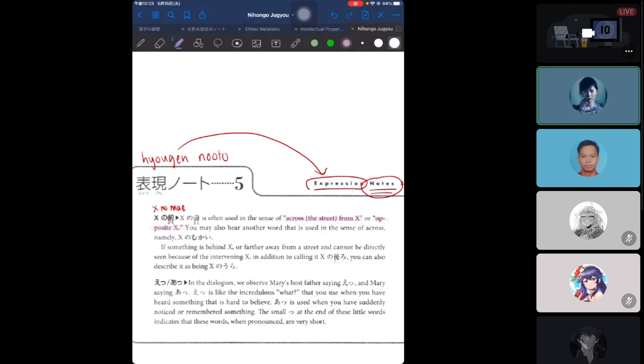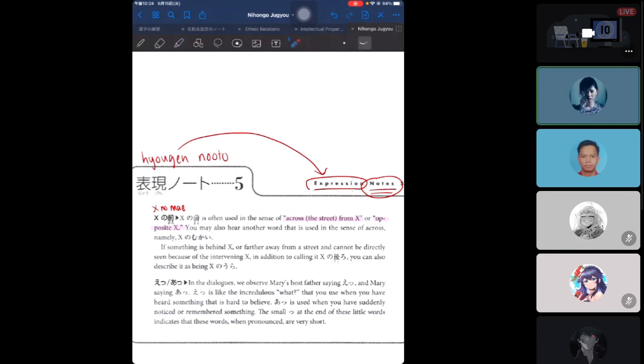For example, you want to ask, McDonald's wa doko desu ka? Where is McDonald's? Then you can say, McDonald's wa depato no mae desu. This pattern can mean it's across the street, or the opposite of the department store.